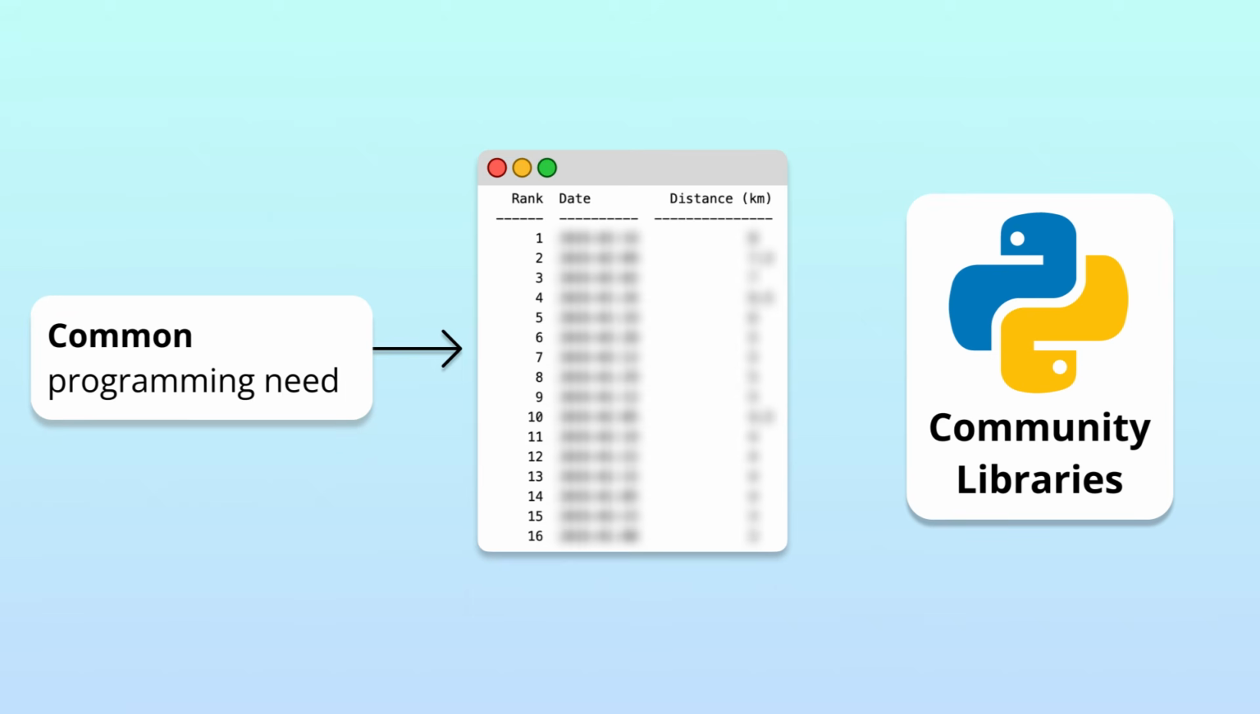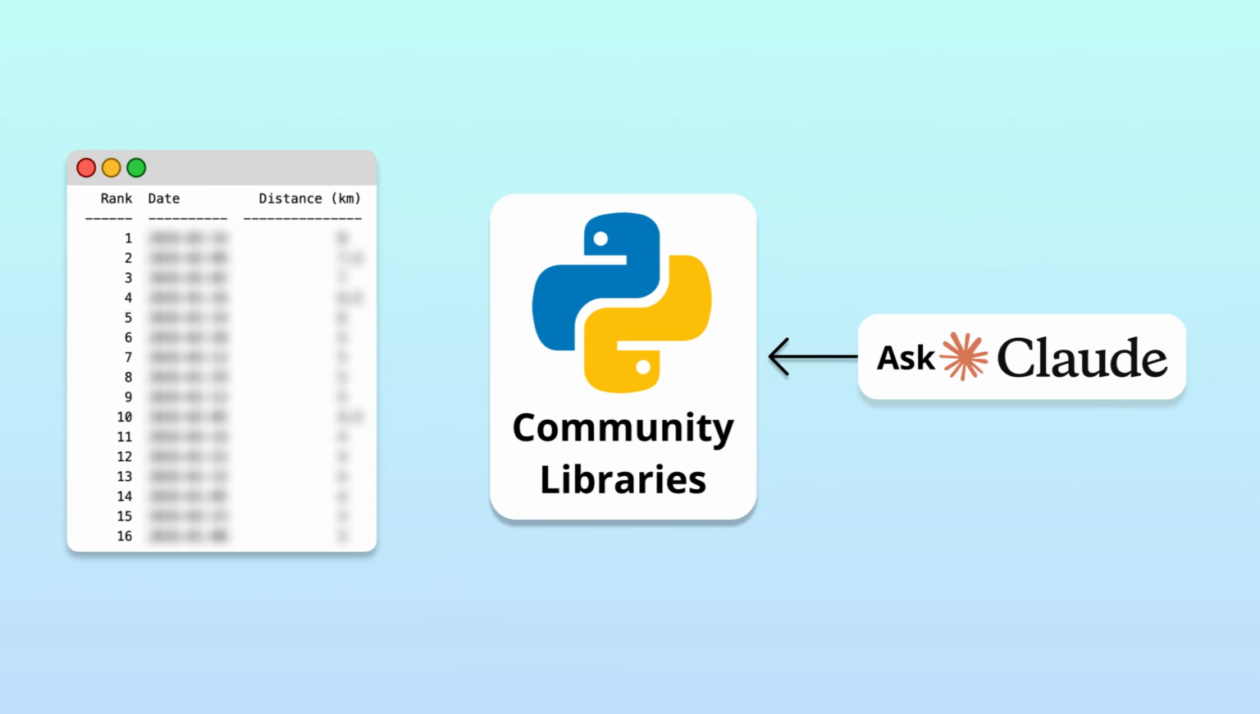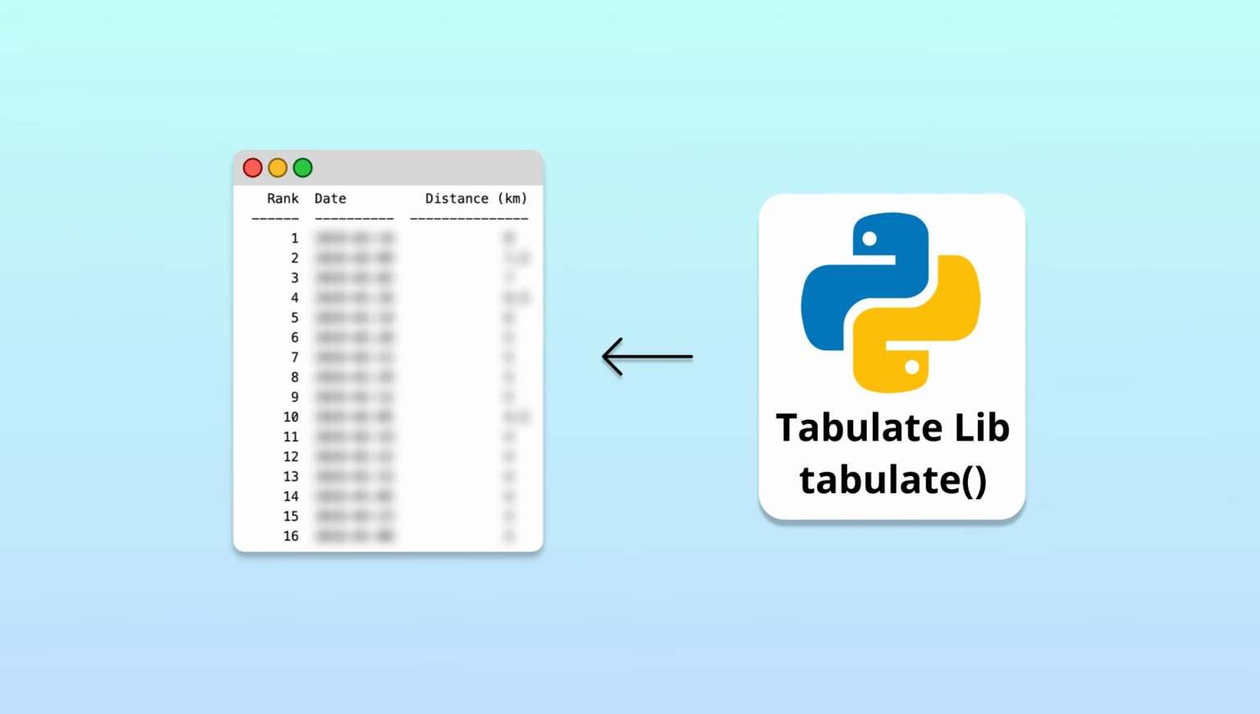That's the case here. To find the best community library for our needs, we can ask an AI assistant like Claude. Claude would point us to the tabulate library's tabulate function. This function takes rows of data like our run ranks, dates, and distances, and lines them up to print this neat table. But the tabulate library comes from the community, not Python itself. So before we can import the library, we need to download and install it. That download and install job belongs to pip, Python's package manager.